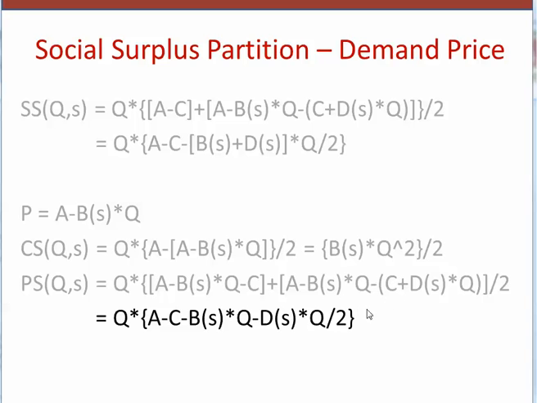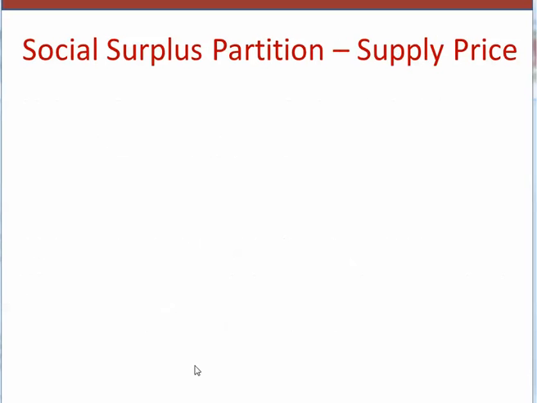And then the other terms, excuse me, we have a minus B of S in both places as well, B of S times Q. So the same story is with that. The minus D of S term is only over here. There's nothing of a minus D of S type over here. So when I put those together, I have minus D of S times Q over 2. That's the only place where we're dividing by 2 now. So that's the formula for the producer surplus. Now we're going to do the same sort of exercise, social surplus partition, but now we're going to use the supply price.